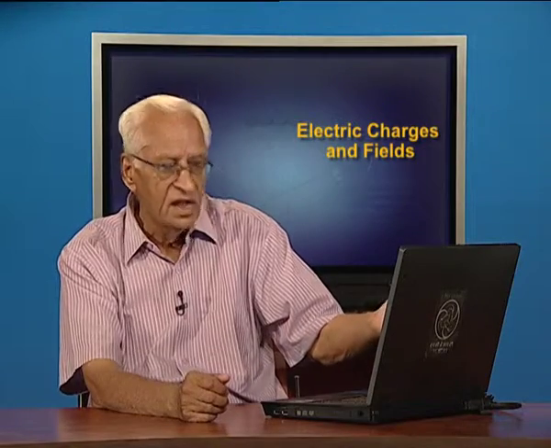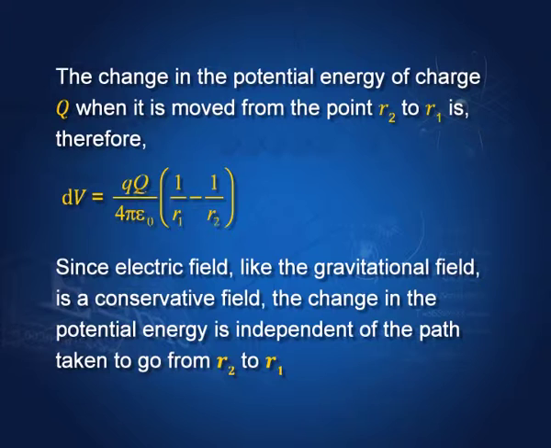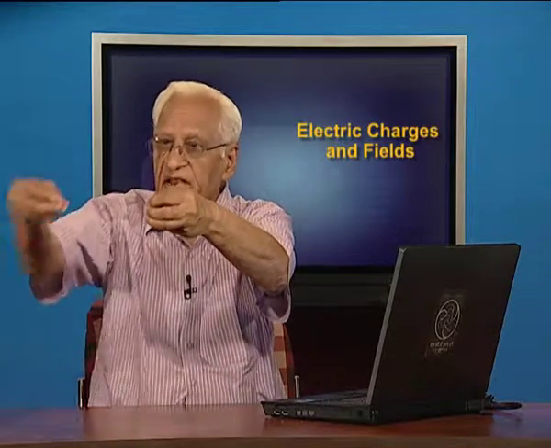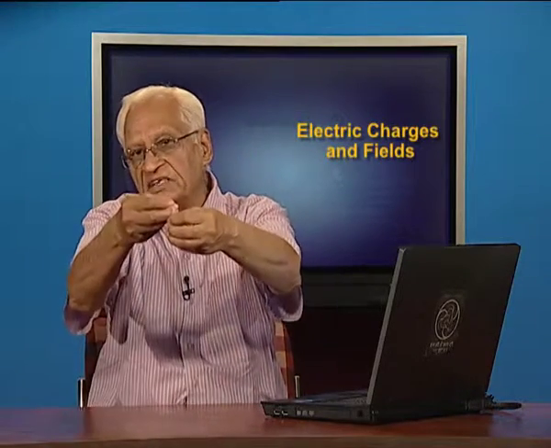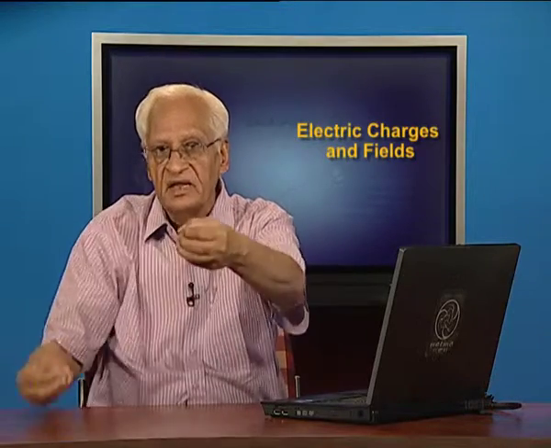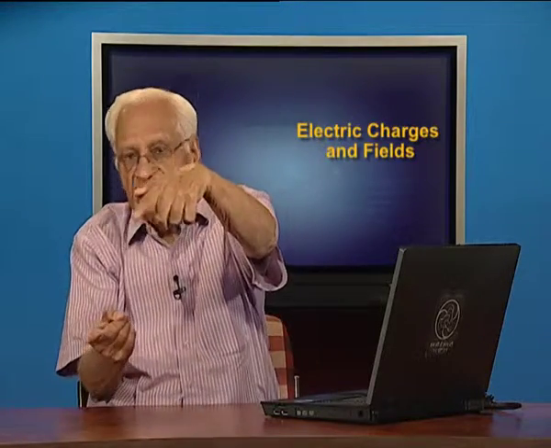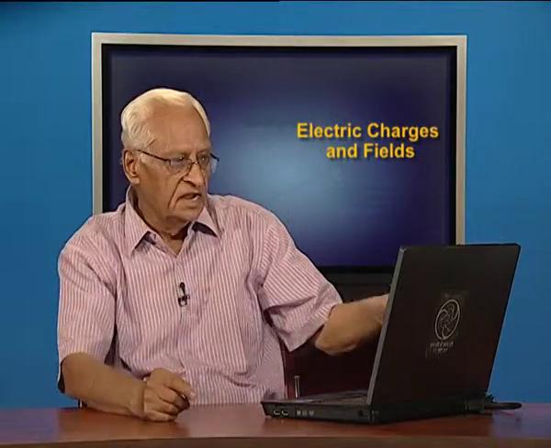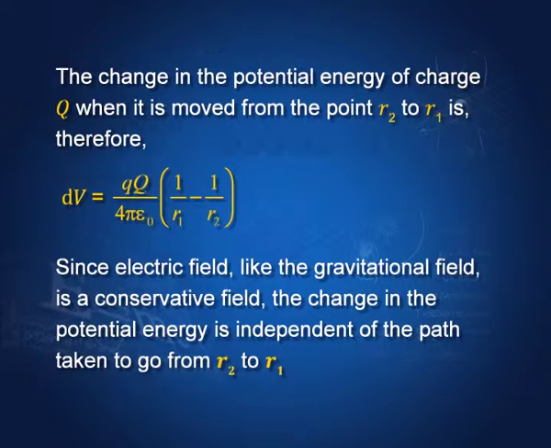Since electric field, like the gravitational field, is a conservative field, the change in the potential energy is independent of the path taken to go from r1 to r2. That is, if I take a charge from one point to another, whether I take it by this route, this route, or this route, it does not matter. All that matters is that the potential energy difference is q by 4 pi epsilon 0 into 1 by r1 minus 1 by r2. The route going from r2 to r1 does not matter.